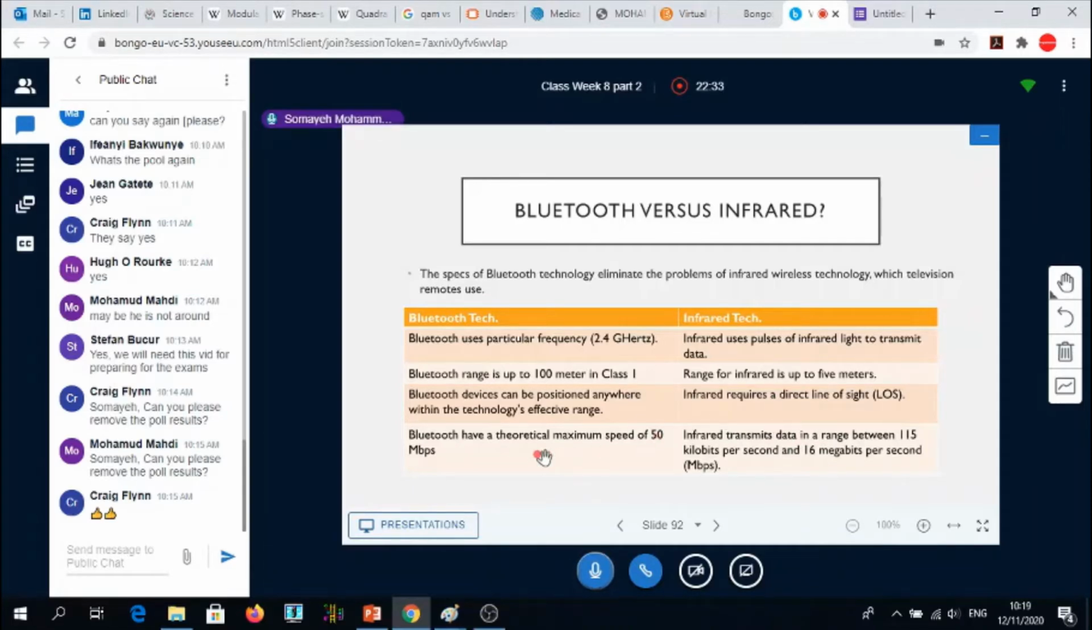And about the rate or the speed that we can compare Bluetooth and infrared, we would say that theoretically Bluetooth can have a speed of 50 megabit per second. But for infrared sensors or transmitters, this rate is very small. So we are talking about kilobits. So that is a good comparison to have.